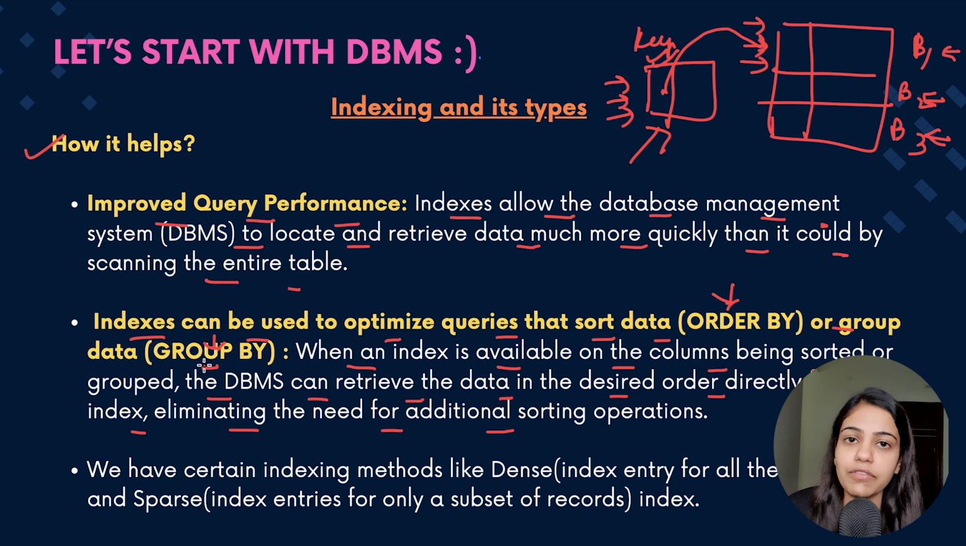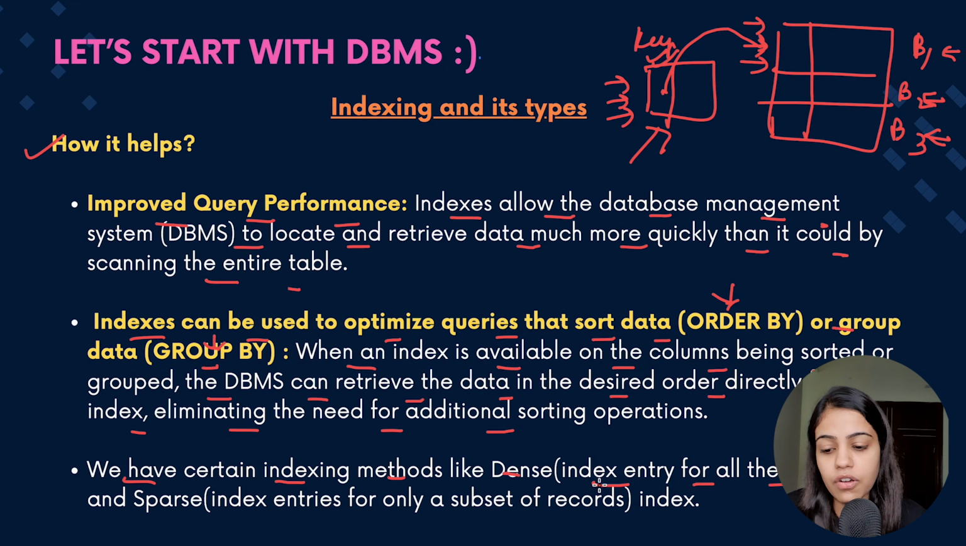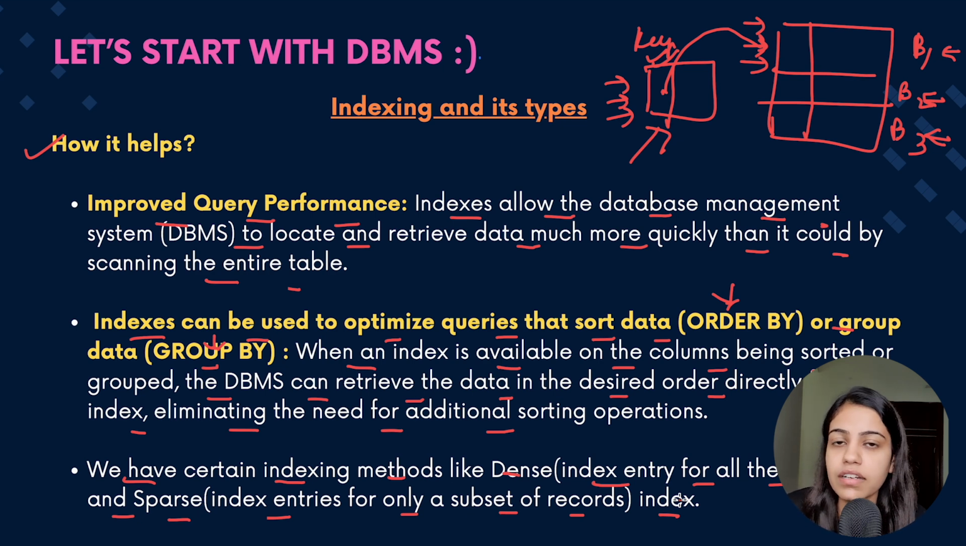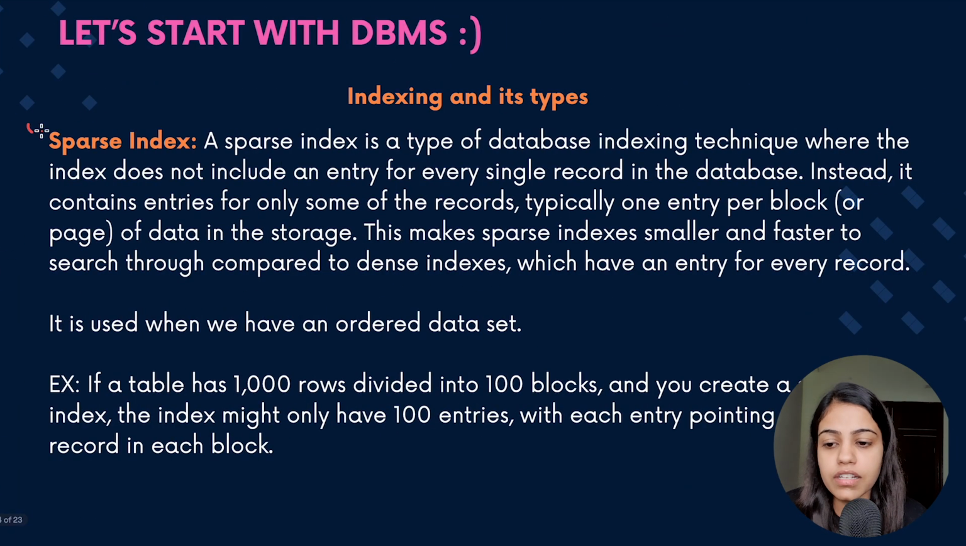more quickly and efficiently. Now we have certain indexing methods like dense indexing, where an index entry is present for all the records, and sparse indexing, where the index entries are present only for a subset of records. So let's learn about dense indexing and sparse indexing, like how we can store a particular key as well as their search pointers in our index table in different methods. So the first one is sparse index.